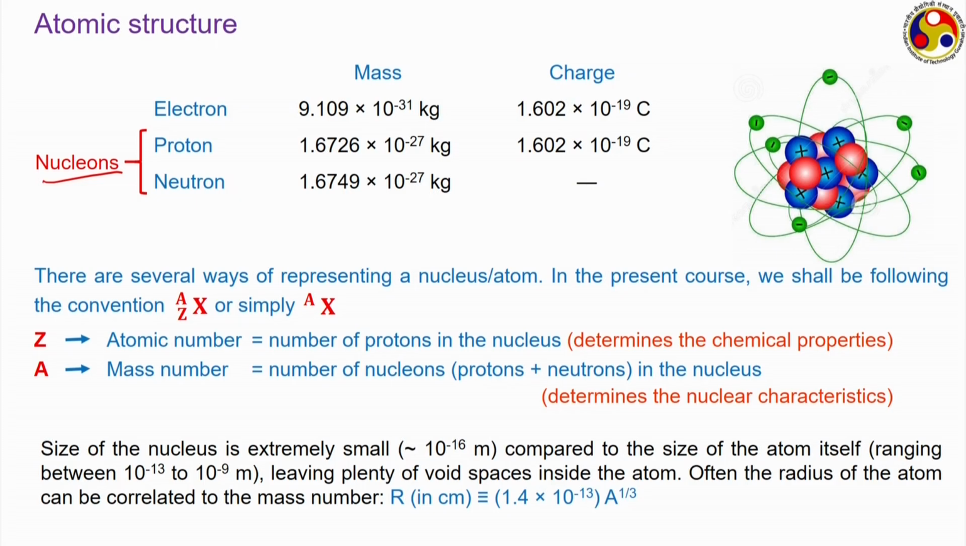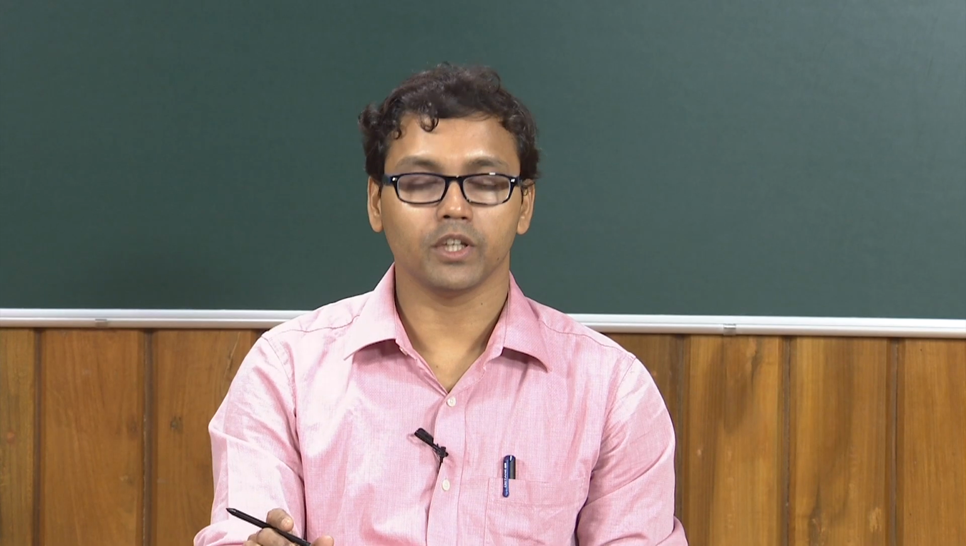Now, there are several conventions by which we can represent a nucleus or an atom. In the present course, we shall be following this particular concept, A Z X, that is, X with mass number A and atomic number Z. Here, Z is the atomic number, which is equal to the number of protons present in the nucleus. So, atomic number is the number of protons present in the nucleus, which of course is equal to the number of electrons rotating in the orbits to keep an atom electrically neutral, and it is the proton which generally determines the chemical properties of any particular nucleus, and therefore, atomic number is associated with the chemical properties.